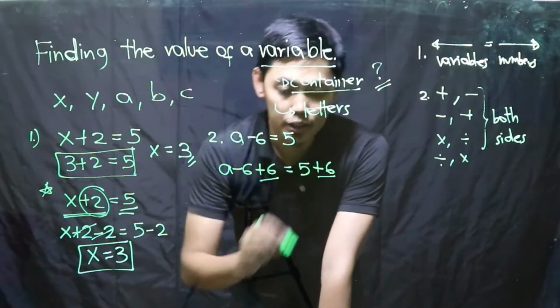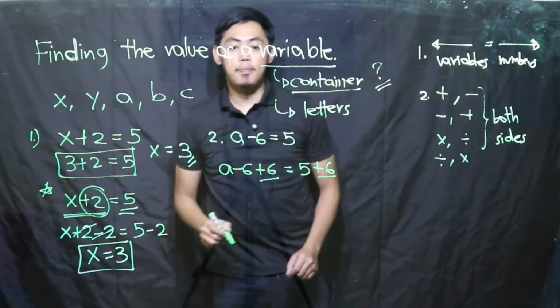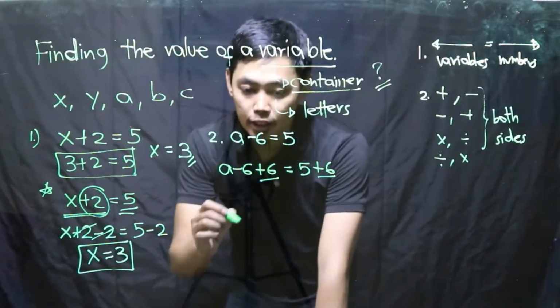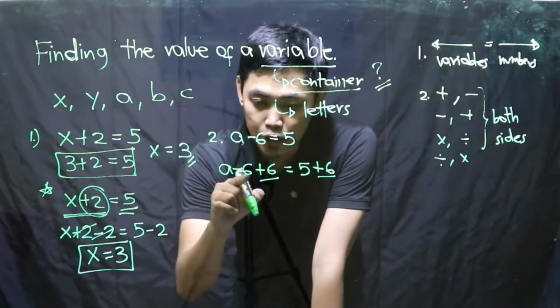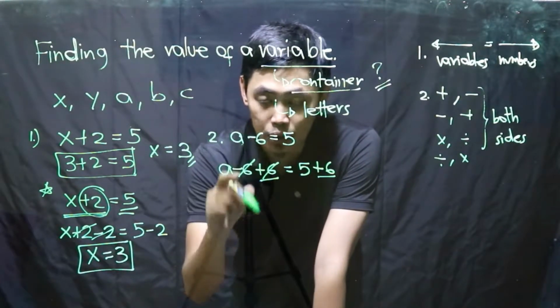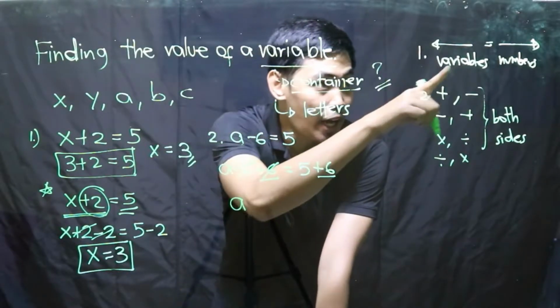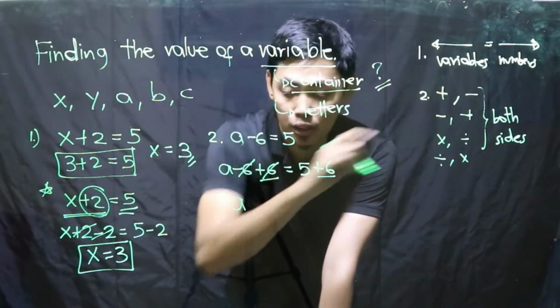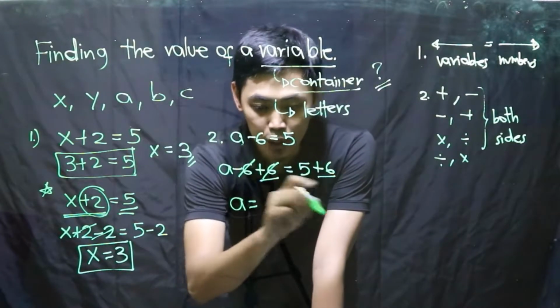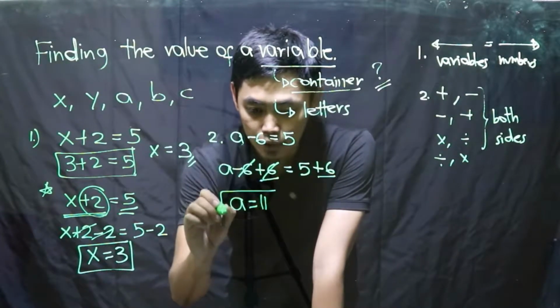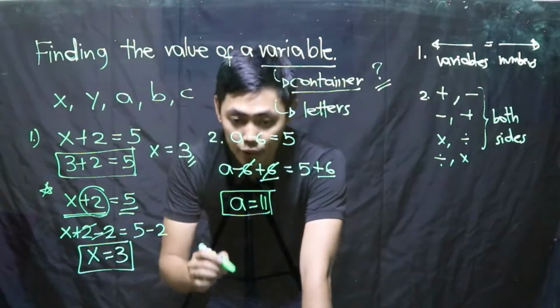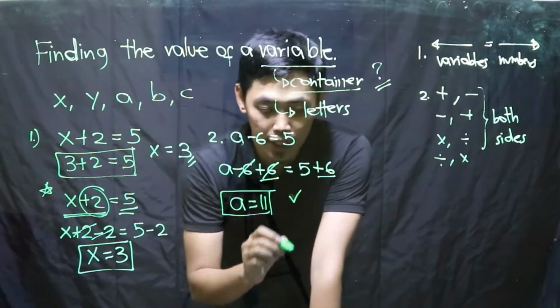Notice we still do the same process on both sides. So, minus 6 plus 6, this is 0, so they cancel. So, a, right? We have achieved our goal. Now, 5 plus 6, that is 11. So, a is equal to 11. We will do the checking.